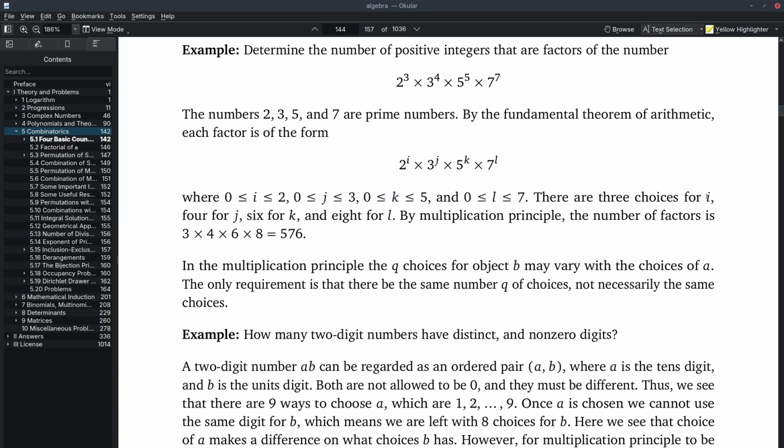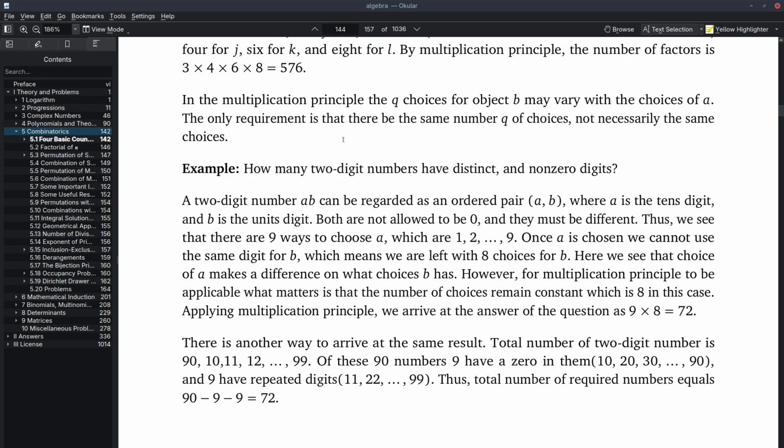There are 4 choices for i, 5 for j, 6 for k, and 8 for l.